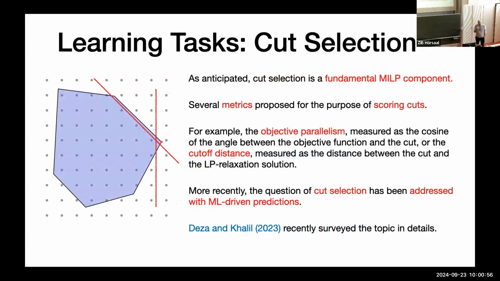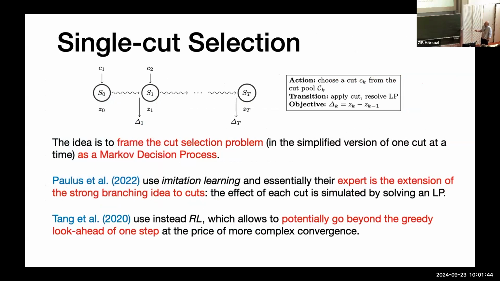On the other tasks, cut selection is a fundamental tool, as my colleagues have convinced you in the first week. And the area in which people have been working the most is cut selection. So I have a bunch of cutting planes which have been produced by my favorite separation oracles, and I'm trying to get the best ones to work with. There is a nice recent survey by Elias and Deza about the use of machine learning for cut selection. And I think Timo will talk about this as well later.